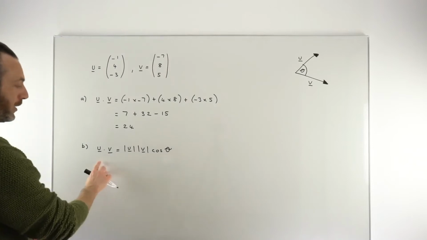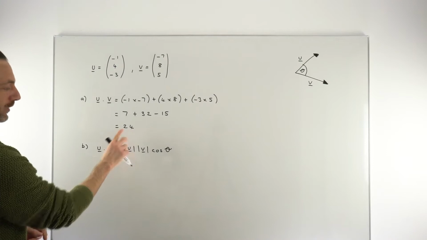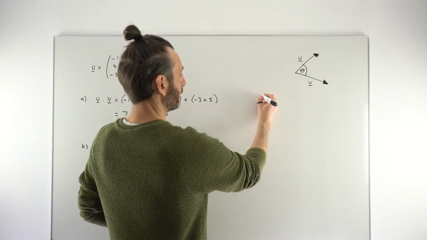To do that using this equation, we need this part and we need these parts. So we've already got this part. We've got the 24 that's going to go there. We need these two guys, the magnitudes. So let's maybe just work these up at the side.